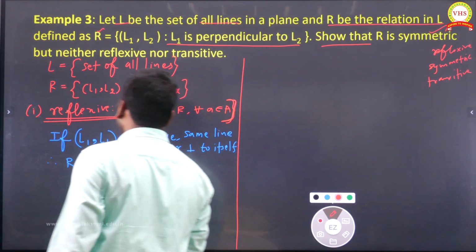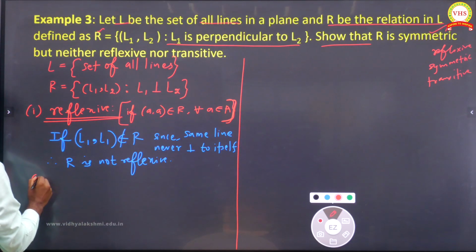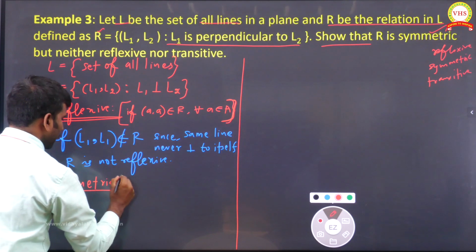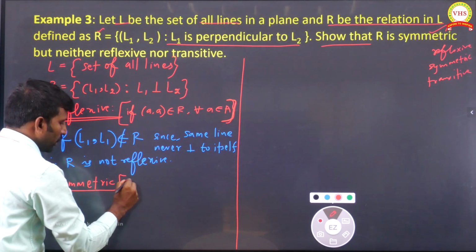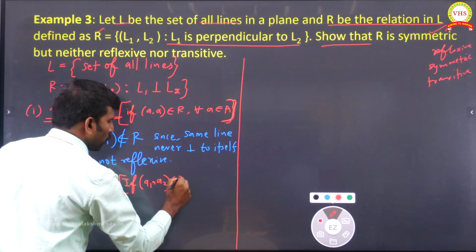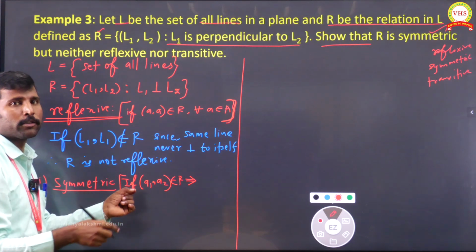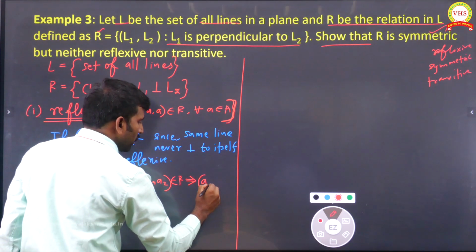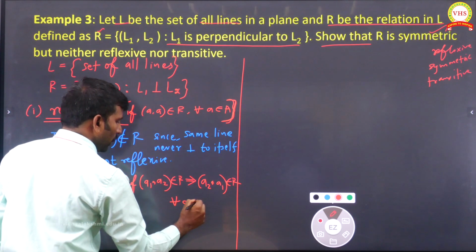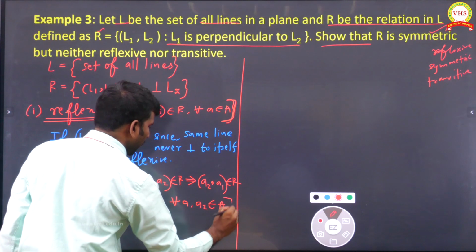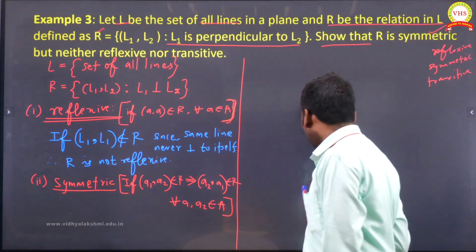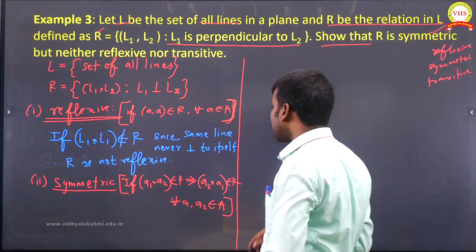Right. Now we'll go to the second point, symmetric. Symmetric will take, the condition first. What is the condition for the symmetric? (A1, A2) belongs to R and their reverse pair also should be in R. That means (A2, A1) also should belong to R for all A1, A2 belonging to set A. This is the formula we have explained already. Now we'll see the answer, children.